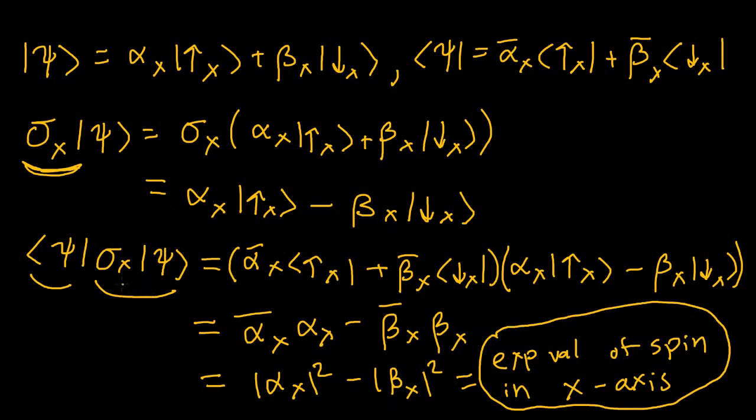But the thing is that you don't actually need to know what alpha sub x and beta sub x actually are. Once we know what sigma sub x is, we'll automatically know that this quantity is the expectation value without having to go through all the rigmarole of finding alpha sub x and beta sub x. So, are you excited? Are you ready for me to tell you what sigma sub x is? All right, I'm going to tell you what sigma sub x is.